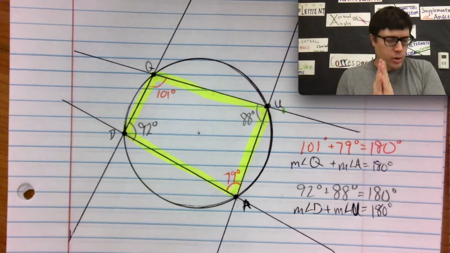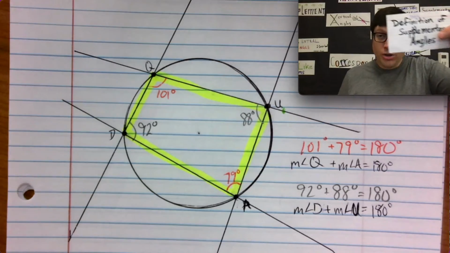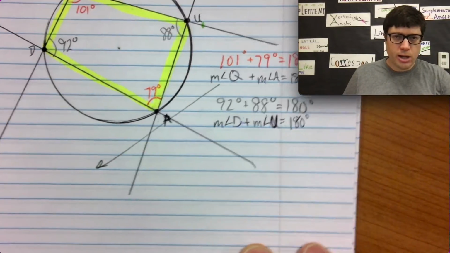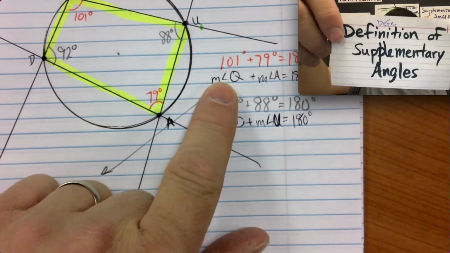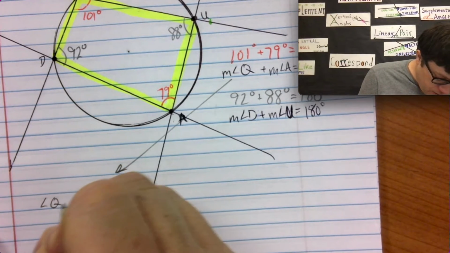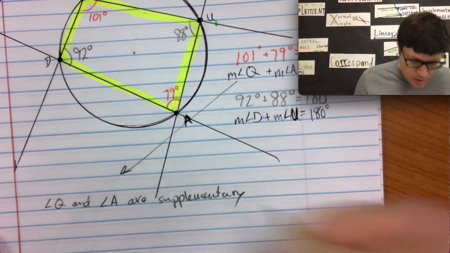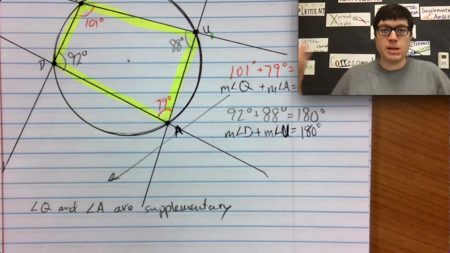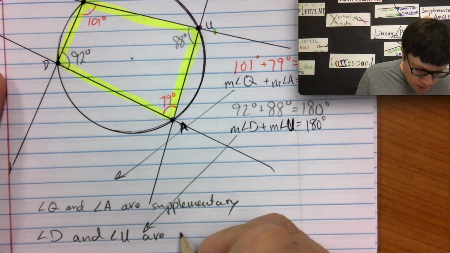If we know that information, we can say then that angle Q and angle A are supplementary. If you know that they add up to 180, then I can literally just say that angle Q and angle A must be supplementary because of the definition of supplementary angles. Angle Q and angle A are supplementary. And then we can also say the same thing about angle D and angle U. If two angles add up to 180 degrees, they must be supplementary. So because of that reason, we can also say angle D and angle U are supplementary.